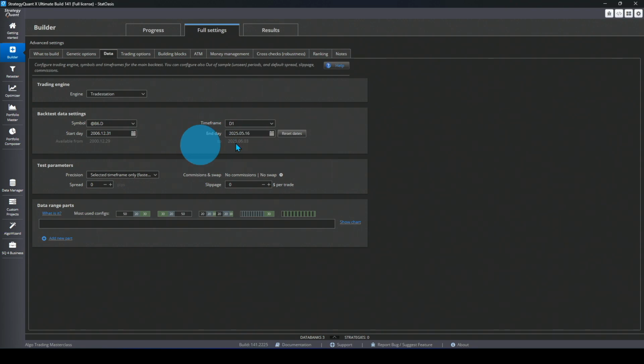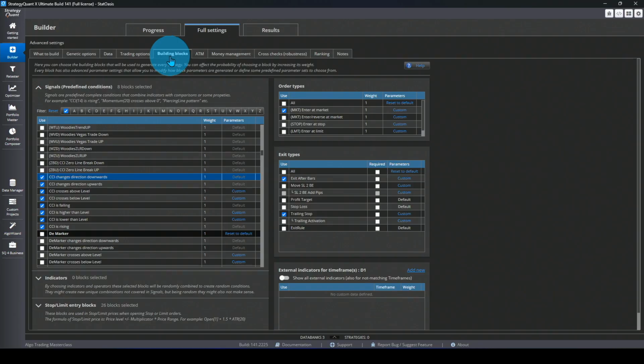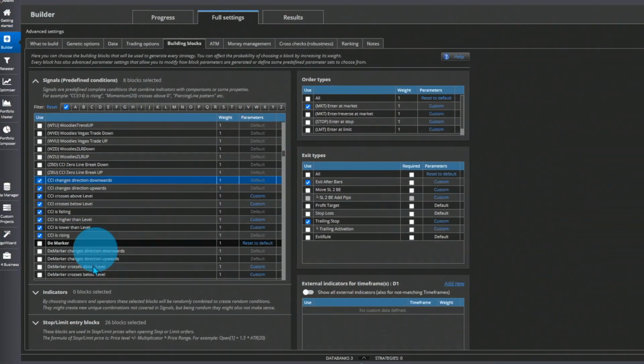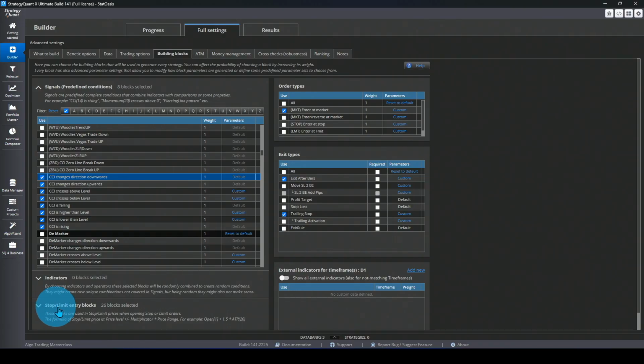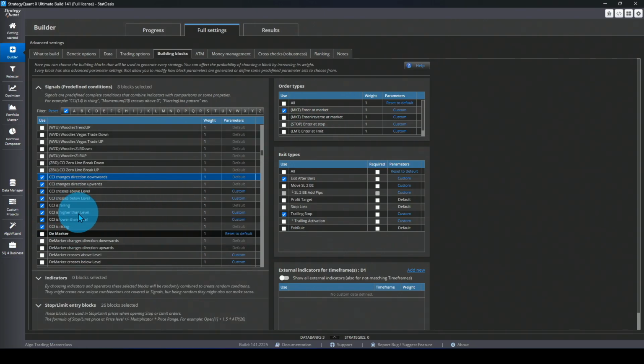Then we go to data, and I have here data from 2006 all the way to middle of May 2025. Trading options, nothing is picked. In building blocks, I only pick the CCI. You see I have only 8 blocks selected. 0 here, and here these are only for, if we use the stop market order, we will use these. But for market entry, these will not be used. Also notice I am not interested in the look back period.